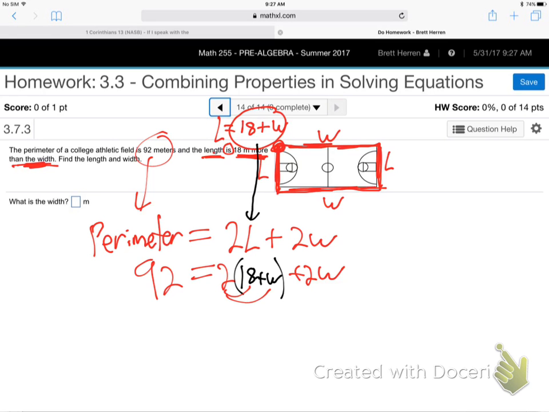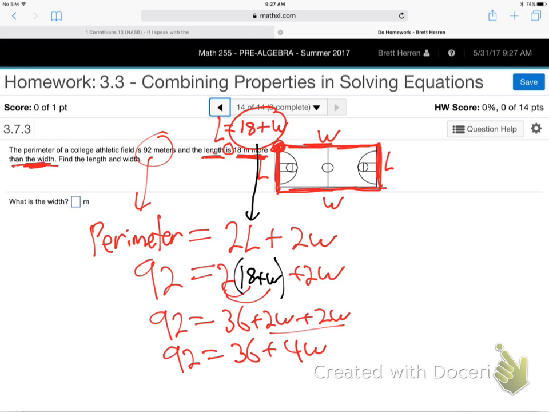All right, so distribute through the parentheses there. So 92 equals 36 plus 2W. And the parentheses are dropped off, right? After you distribute through the parentheses, they drop off. We good to there? Good. 92 equals 36 and 2W, 2W? 4W. Like that. We good? Bring it up here.